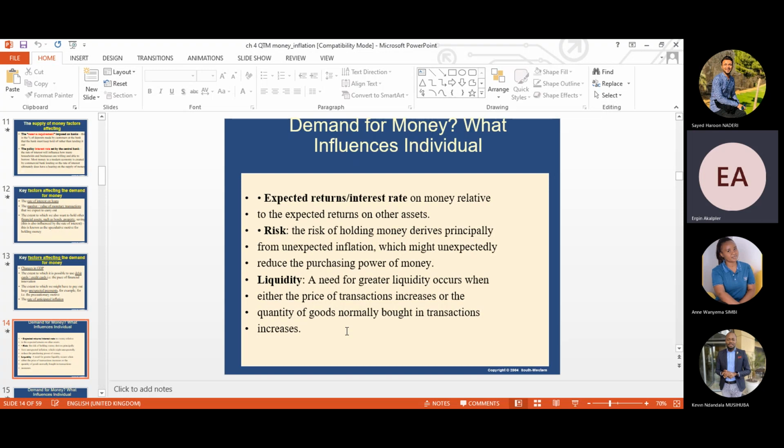This is also unexpected, reducing the purchasing power of liquidity. A need for greater liquidity occurs when either the price of transactions increases or the quantity of goods normally bought in transactions increases, and vice versa.